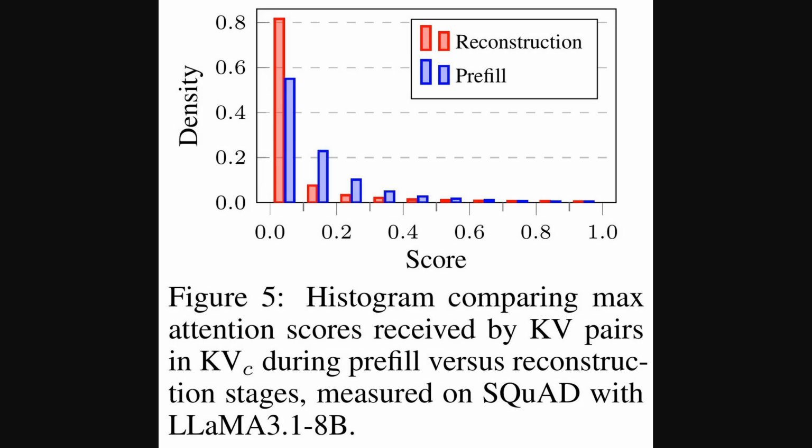And this next chart provides a really clear visual reason for why KVzip works so well. It's a histogram comparing the importance scores from the initial prefill stage, in blue, with those from the reconstruction stage, in red. What's immediately obvious is how the red distribution is heavily skewed to the left, with a massive spike at the very low end of the score range. This indicates that during reconstruction, the model considers most of the key value pairs to be unimportant. This sparsity is the key. It's what allows the model to confidently throw away so much information.